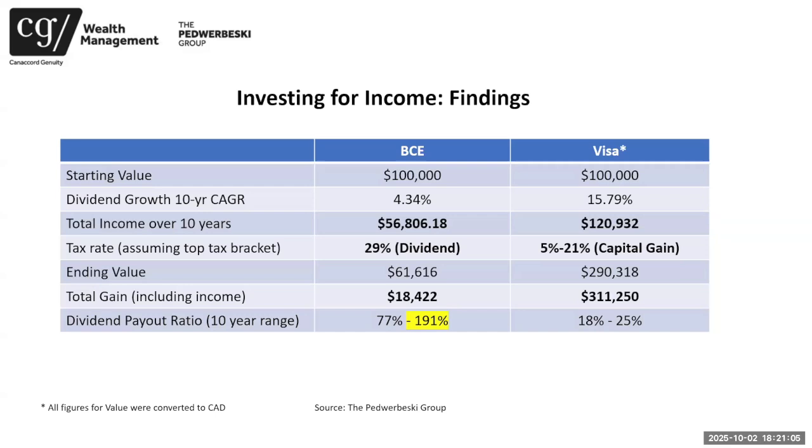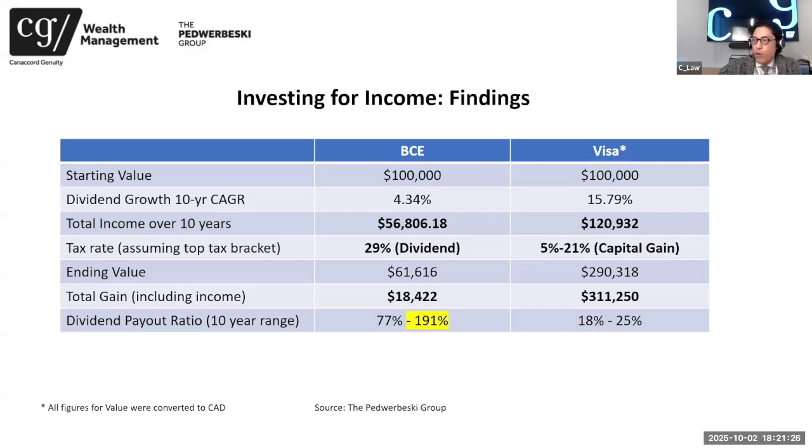Now, because BCE is paying dividends, you're taxed, assuming the highest tax bracket, about 29%. The tax that you're paying on Visa starts at 5% and increases to 21%. And just as a reminder, you're only taxed on half of the capital gain; half of the capital gain is taxed as income.